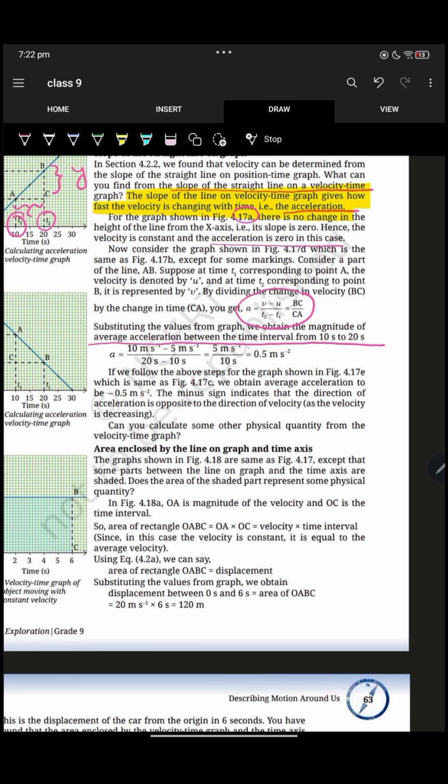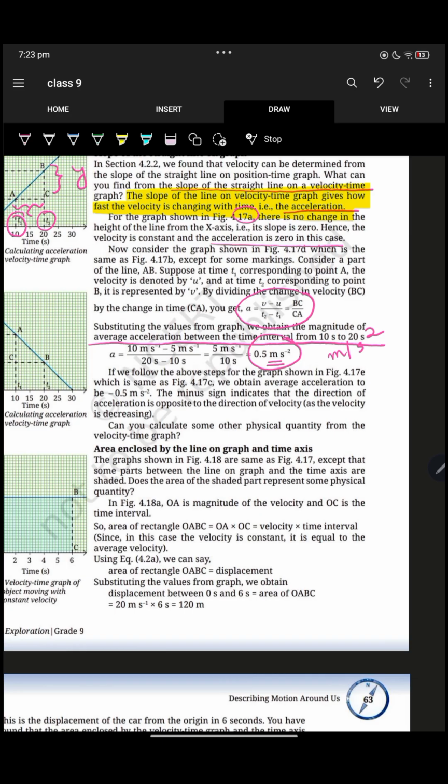When there is a time interval, then it is average acceleration. Otherwise, if it is at a particular time, it is instantaneous acceleration, which you don't need to do right now. So this was the value of the average acceleration. Be careful regarding the unit. It is meter per second square. Either you write it in this manner or you write it in this manner, meter second to the power minus 2.